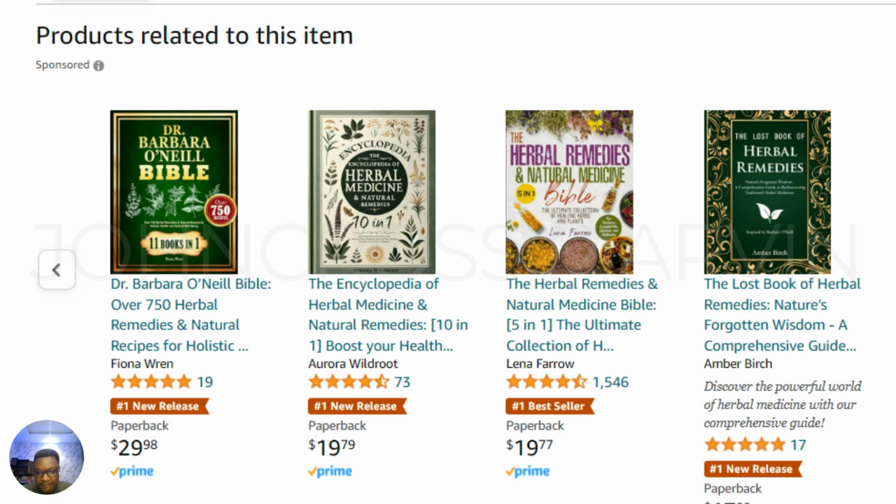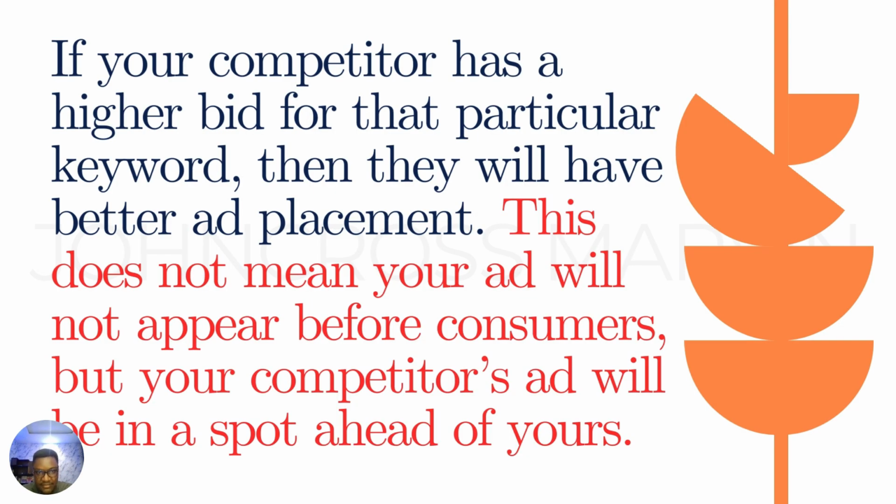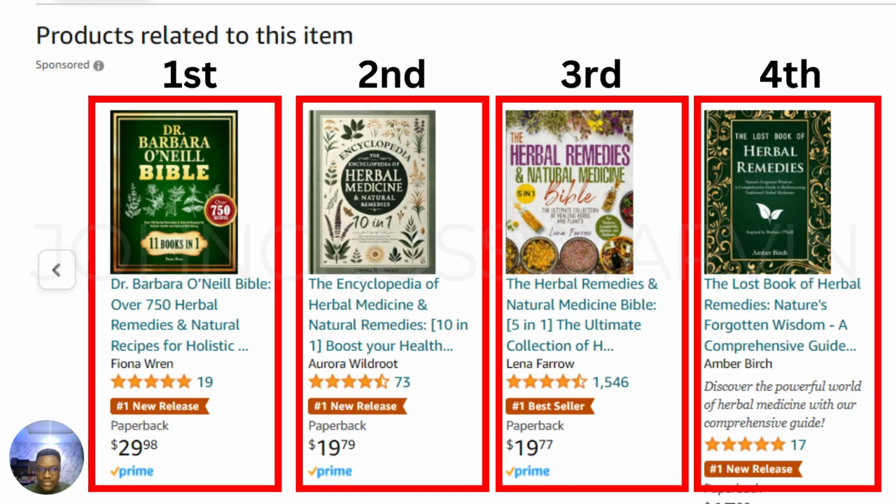So if your competitor has a higher bid for that particular keyword, then they will have better ad placement. That's the logic. This does not mean your ad will not appear before customers, but your competitor's ad will be in a spot ahead of you. So that is the logic about bidding. If you bid $1 and your competitor is bidding $2, your competitor's product will show before your own product, because he is bidding higher than you. So here's how it works.